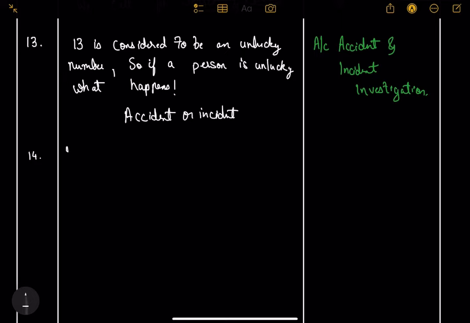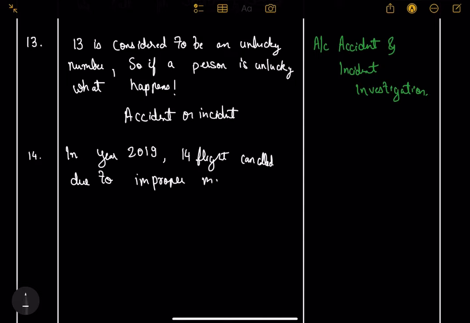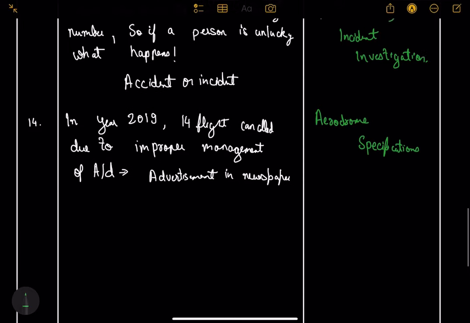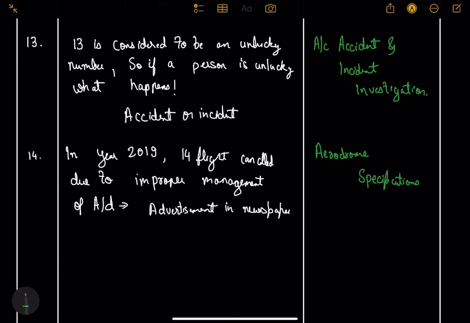Moving on to Annexure 14. When I was framing these memory aids, I could not get one, but the very next day a headline came in the newspaper: in the year 2019, 14 flights got cancelled due to improper management of aerodromes. So Annexure 14, 14 flights cancelled due to improper management of aerodromes. Annexure 14 refers to nothing else but aerodrome specifications.